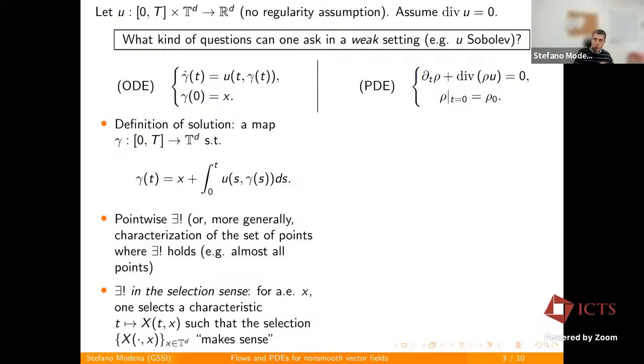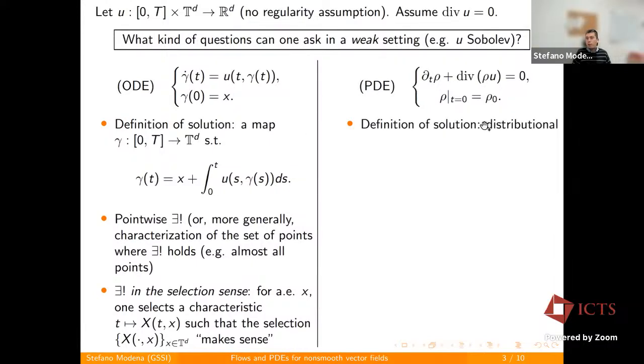Okay, so far so good for the ODE. And now let's discuss briefly what kind of questions we can ask in the case of the PDE. So this is again the PDE. I just brought down the continuity equation because, as we said, under this incompressibility assumption, this is equivalent to transport. So let's just focus on the continuity equation. And again, as for the ODE, the first thing we want to do is to say what kind of solutions we are looking for. What is the definition of solution that we are using?